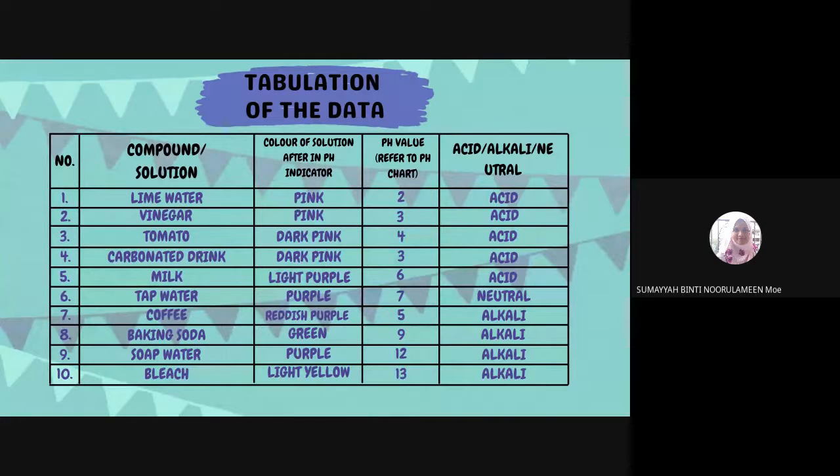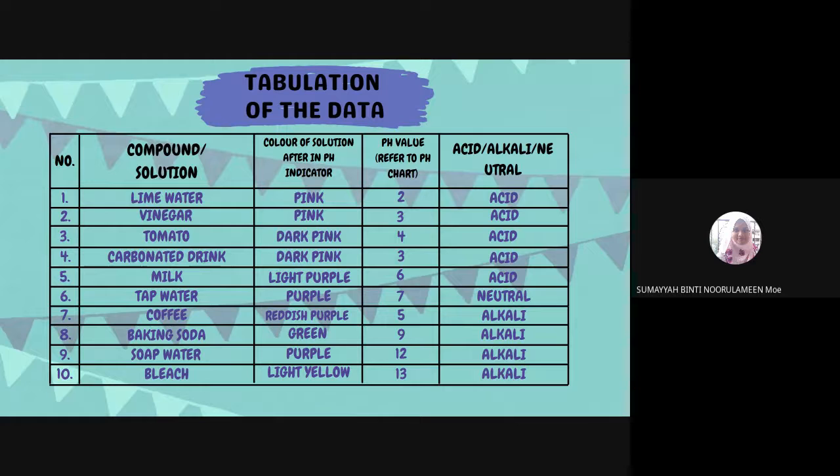Milk, light purple, the pH value is 6 and it is acid. Tap water is purple, the pH value is 7 and it is neutral. Coffee, reddish purple, pH value is 5 and it is alkali. Baking soda, the color is green and the pH value is 9 and it is alkali.